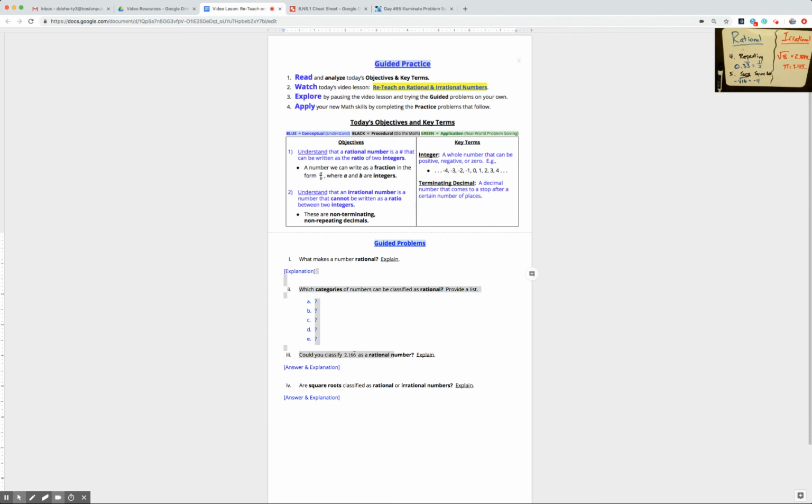The rest of the guided practice is going to be having you work through lists and say which numbers are rational or irrational, and then explain why some numbers are rational or irrational.